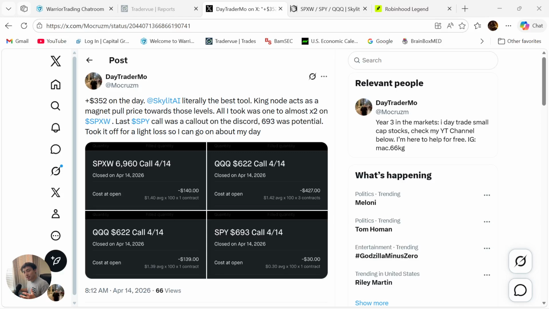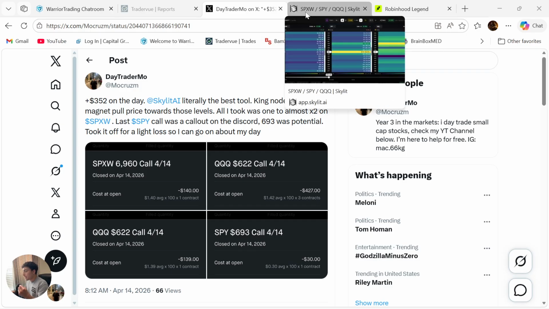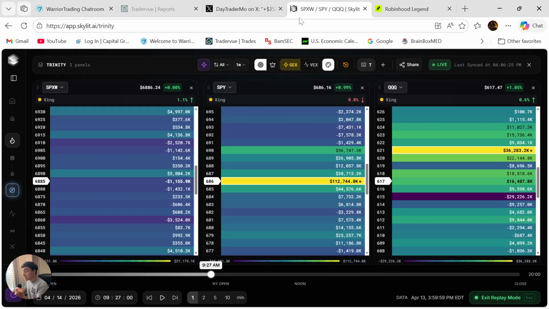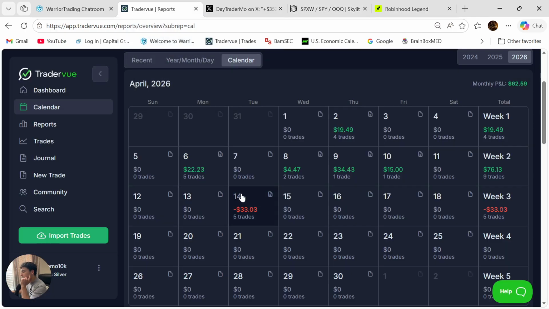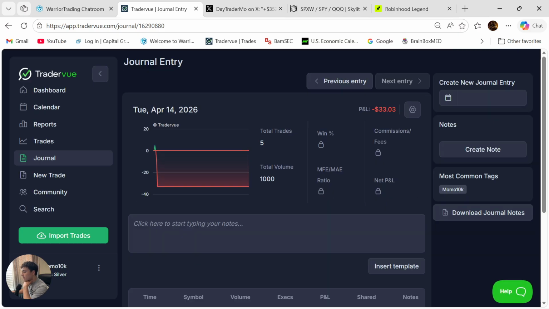All right, so today I'm pretty stoked because Skylit AI has been really consistent, and today my profit potential was a lot higher than what I realized I could achieve. Let's go over the small caps pretty briefly because today I was kind of pissed. I started off the morning not so great, lost $33.